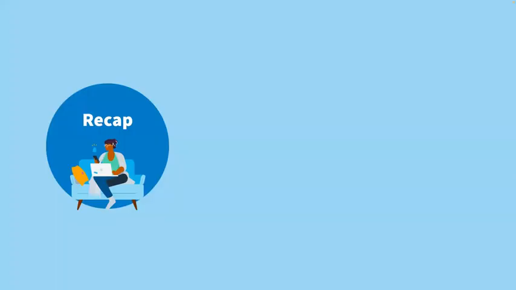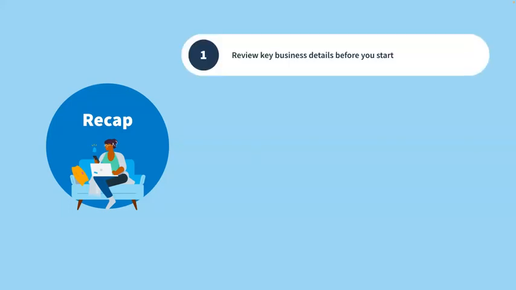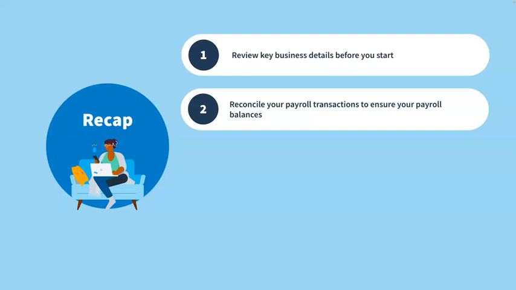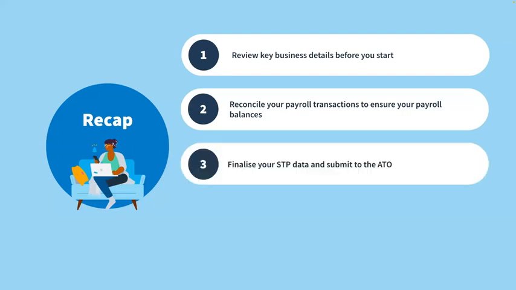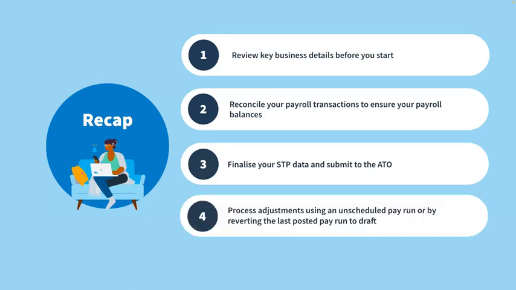And of course, that was a lot of information. So let's just recap what we covered today. We covered reviewing your business and employee details, including your pay items, reconciling your payroll transactions with your account, which reports to run for this, and the checks to do beforehand. We went through the full STP finalization process. And we finished with how to make an adjustment following STP finalization and some reasons why you may need to do this.